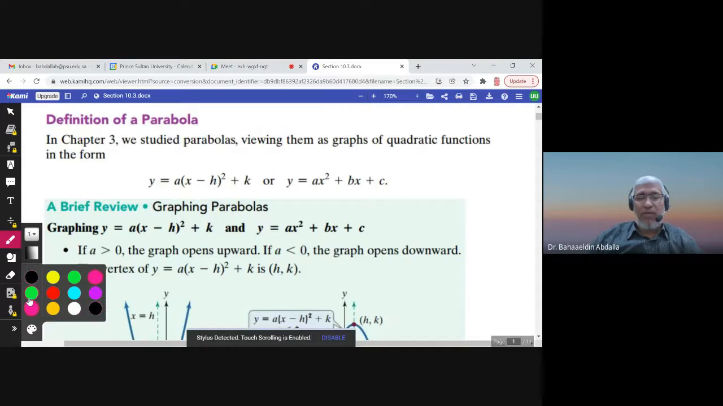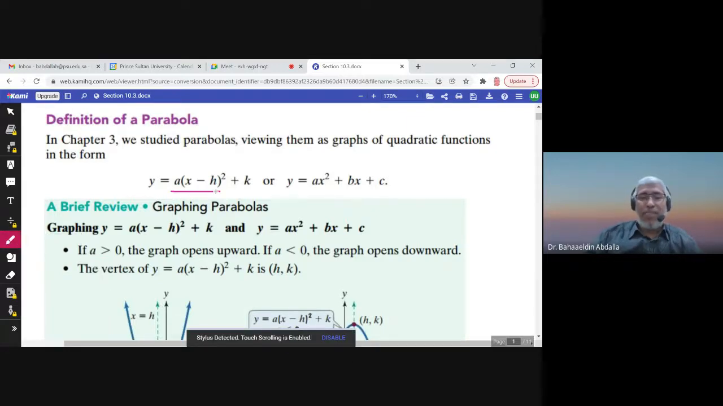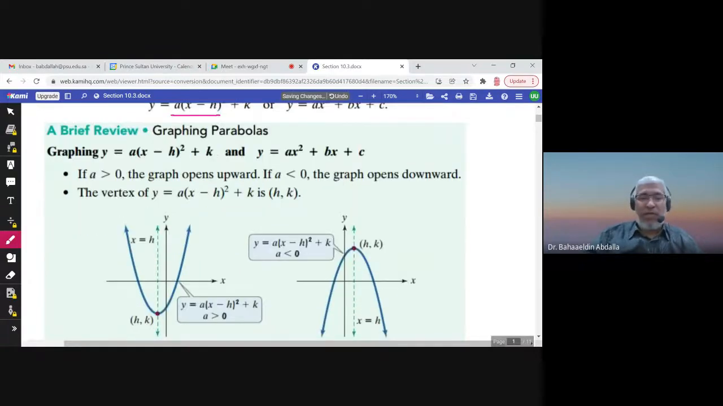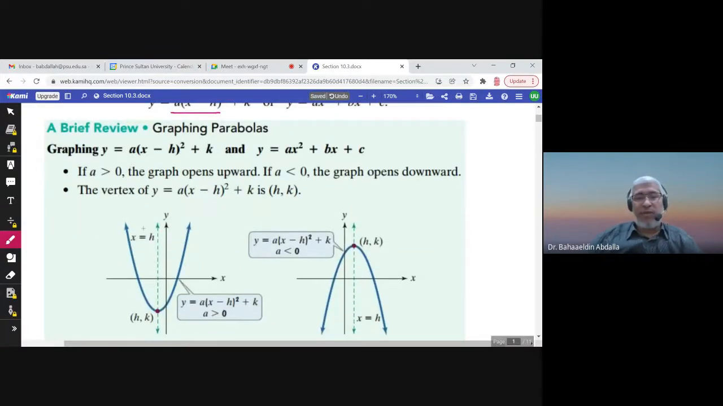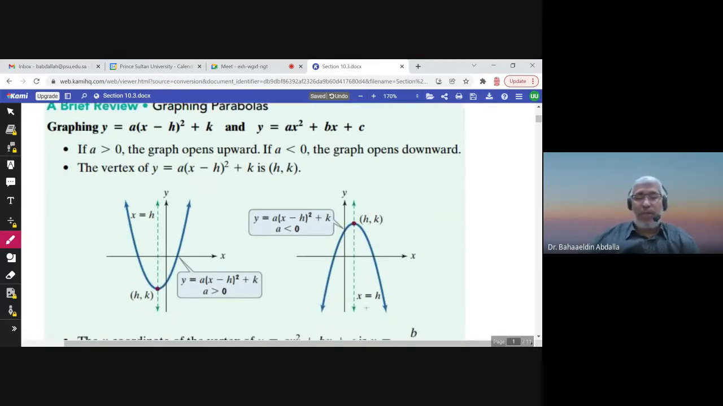And we have seen that if it is written like this, then if a is positive, the graph is upward. The graph of a quadratic function is a vertical parabola like this. If a is negative, the graph opens downward. And we can see the vertex immediately from here. The vertex is h and k.